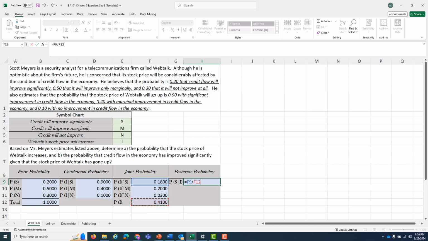So 0.18 divided by 0.41 comes up to 0.439. If there is an increase in the price of our stock during the upcoming period, well, then there's got to be a 43% chance that the reason that happened is because there was a significant increase to the credit flow in our economy.